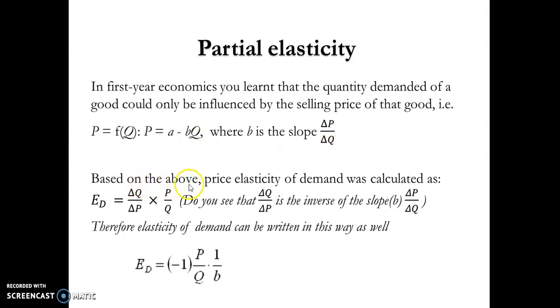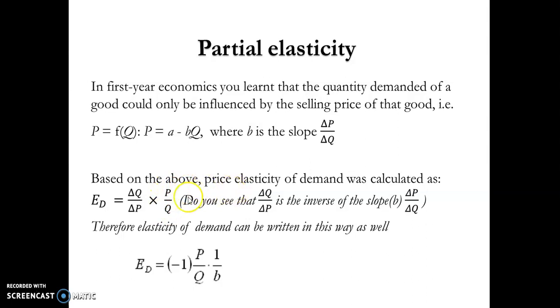Now, based on the above, you saw that your price elasticity of demand was calculated as follows. So this is your price elasticity of demand, and the formula was given to you in first year as your change in Q over your change in P times P over Q. And this was at a point, so point price elasticity of demand.